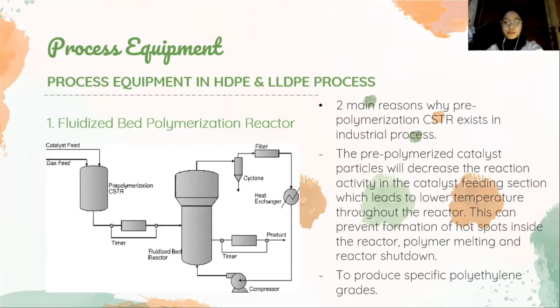First, the pre-polymerized catalyst particle will decrease the reaction activity in the catalyst feeding section, which leads to a lower temperature throughout the reactor. This can prevent the formation of hot spots inside the reactor, polymer melting, and reactor shutdown. Second is to produce specific polyethylene grades.